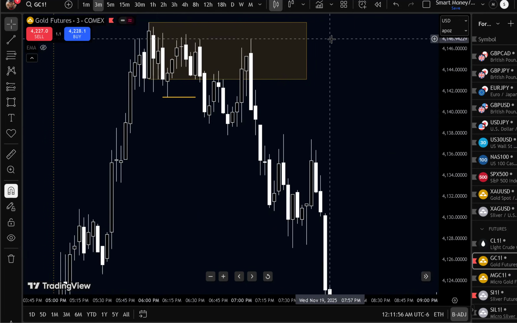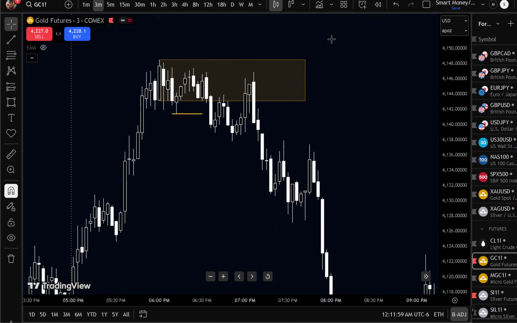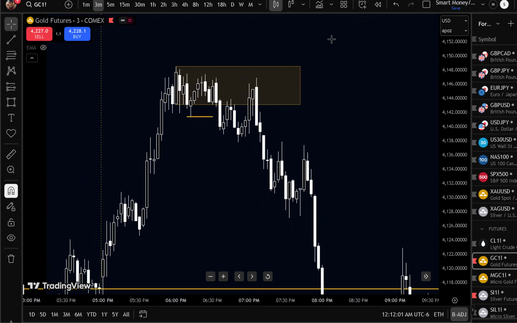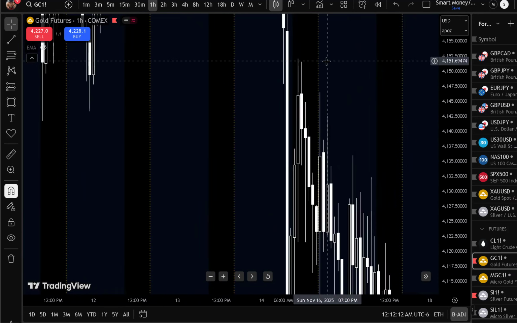All right. When you get in order block, you want to see fair value as well. You can have fair value without order blocks, but you don't want order block without fair value. But that's your entry right there. Where do I target? Let's go back to the hour.